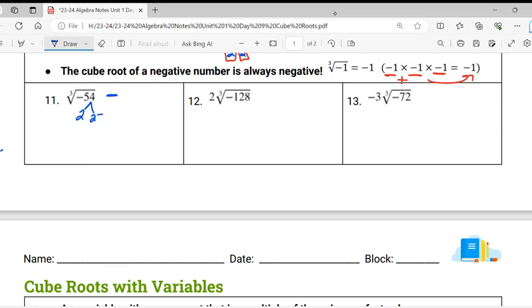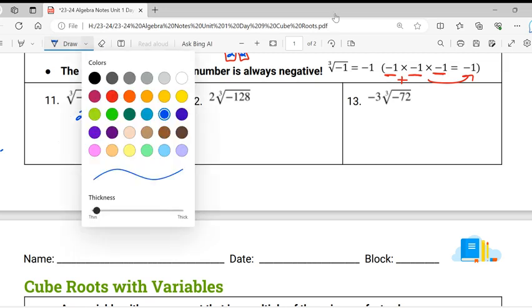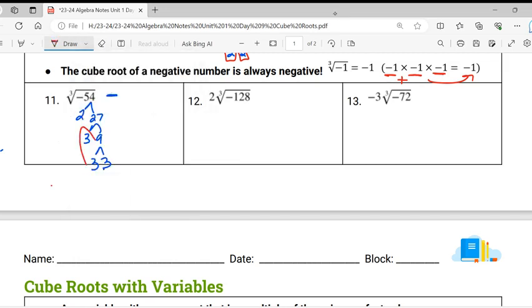2 and 27, 3 and 9, 3 and 3. And I can look for my perfect cubes. Here they are. The 3 will also be outside the radical, and this single 2 will stay in the cube root. So our final answer for this one is -3 cube root of 2.